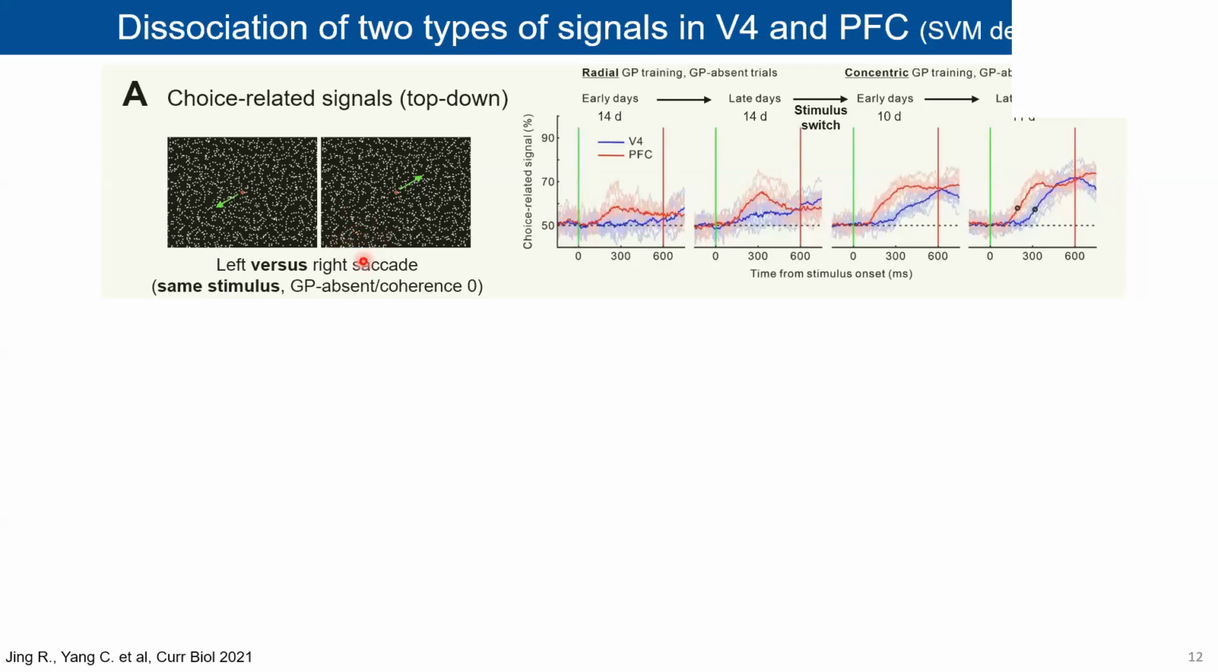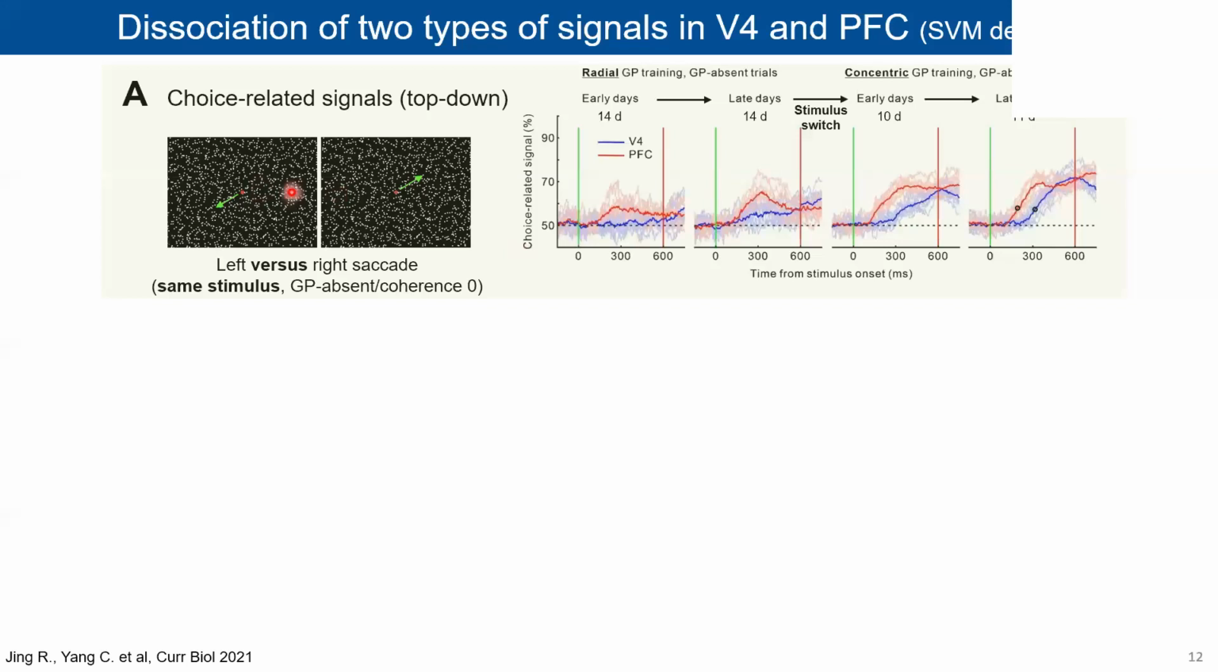analysis. In this analysis, we evenly split the training days into the early days and late days for radial glass pattern training and for concentric glass pattern training respectively, a total of about 2 months. So actually, we isolated only those trials in which the target was absent. There was no glass pattern at all.